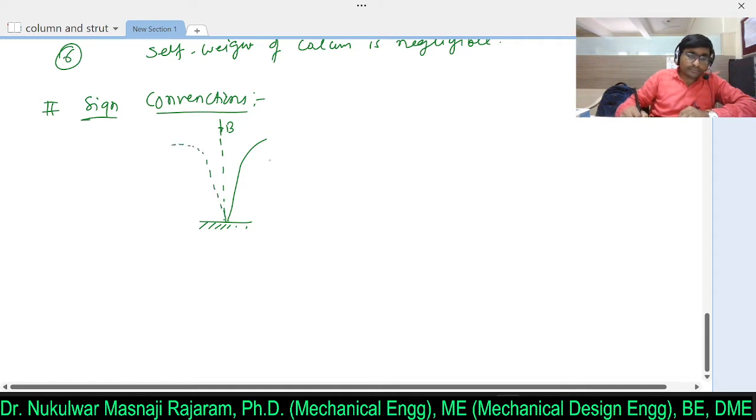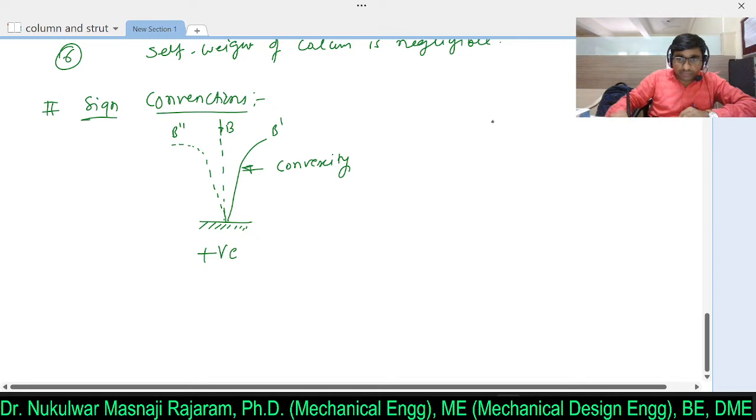or like this. So if I consider B dash or B double dash, then if you observe both the cases, convexity will be there. So in such cases, if such buckling takes place, then I will consider that as positive.